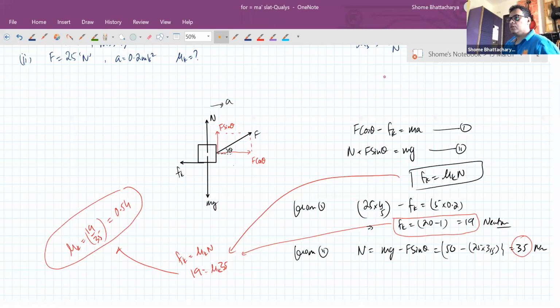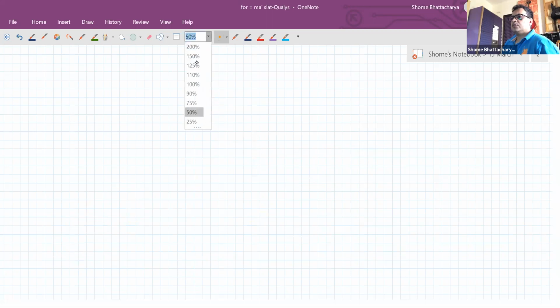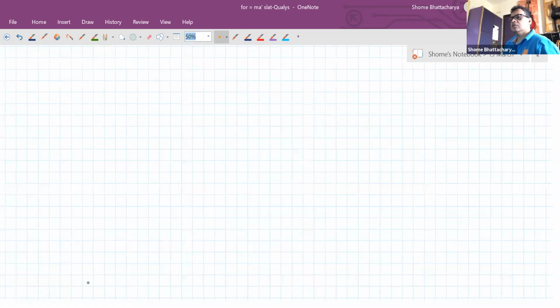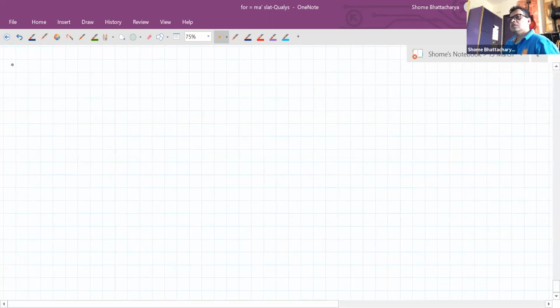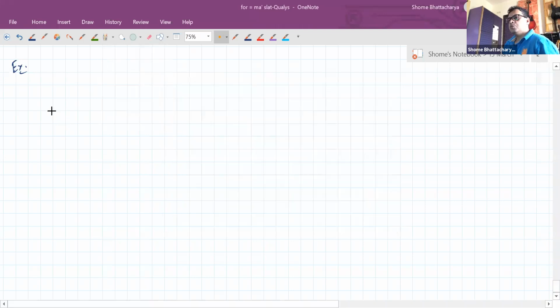You're clear now with the values? Okay. Now let's move on to some more typical type of questions to do with friction. So one type of question you have to be good at solving is something where pulley systems is combined with friction.